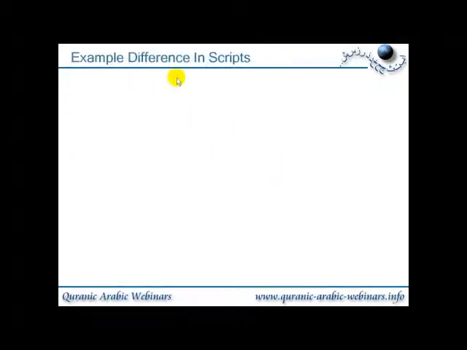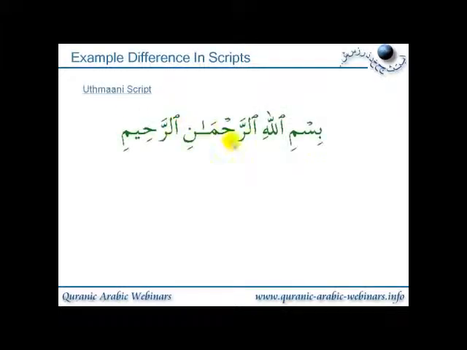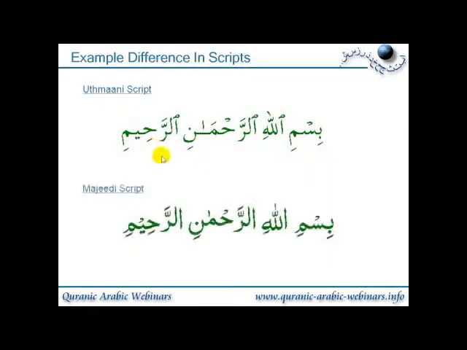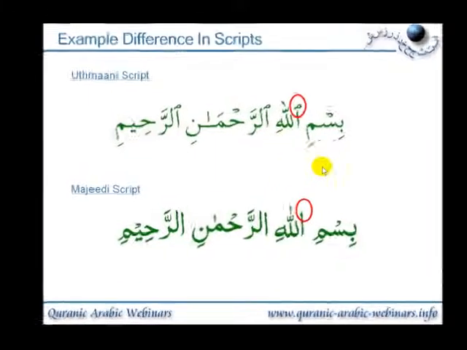So here's a very simple example of the differences. This is from the Uthmani script. So this is our Bismillahirrahmanirrahim. Okay, and this is the same in the Majidi script. So this is your Bismillahirrahmanirrahim. Now, if we look at this closely, first you can recognize the shape of the actual letters are slightly different. In the Majidi script they're slightly more rounded, and let's have a look at just this one line.